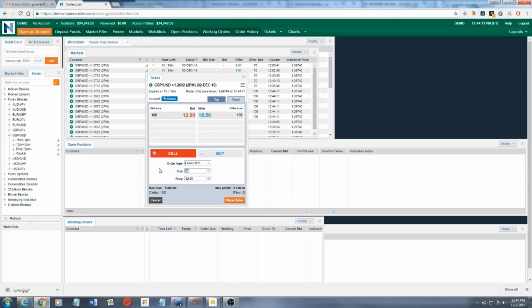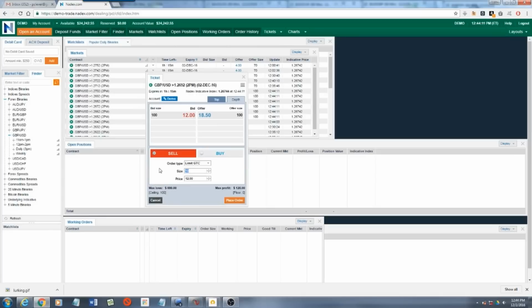Now your size, this system does really well. I mean, it's going to give a success rate, like I said, like no other signal system that you can subscribe to. It's very high. So you can be a little bit more aggressive on your sizing. Conservatively with Nadex, general rule of thumb is one contract per 1,000 of capital.